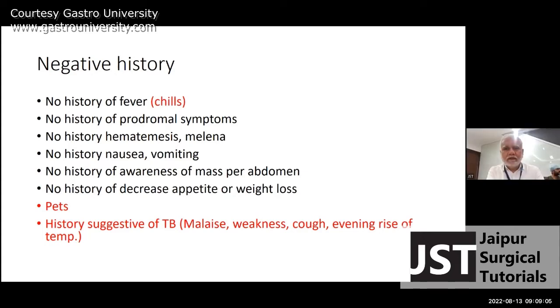The words lump and mass, although many textbooks use them as synonyms, I think it is better to call it a lump. Mass generally connotes a neoplastic lesion, whereas in a patient with jaundice, you can have a distended gallbladder, which is being palpated as a lump. So it's better to call it a lump.